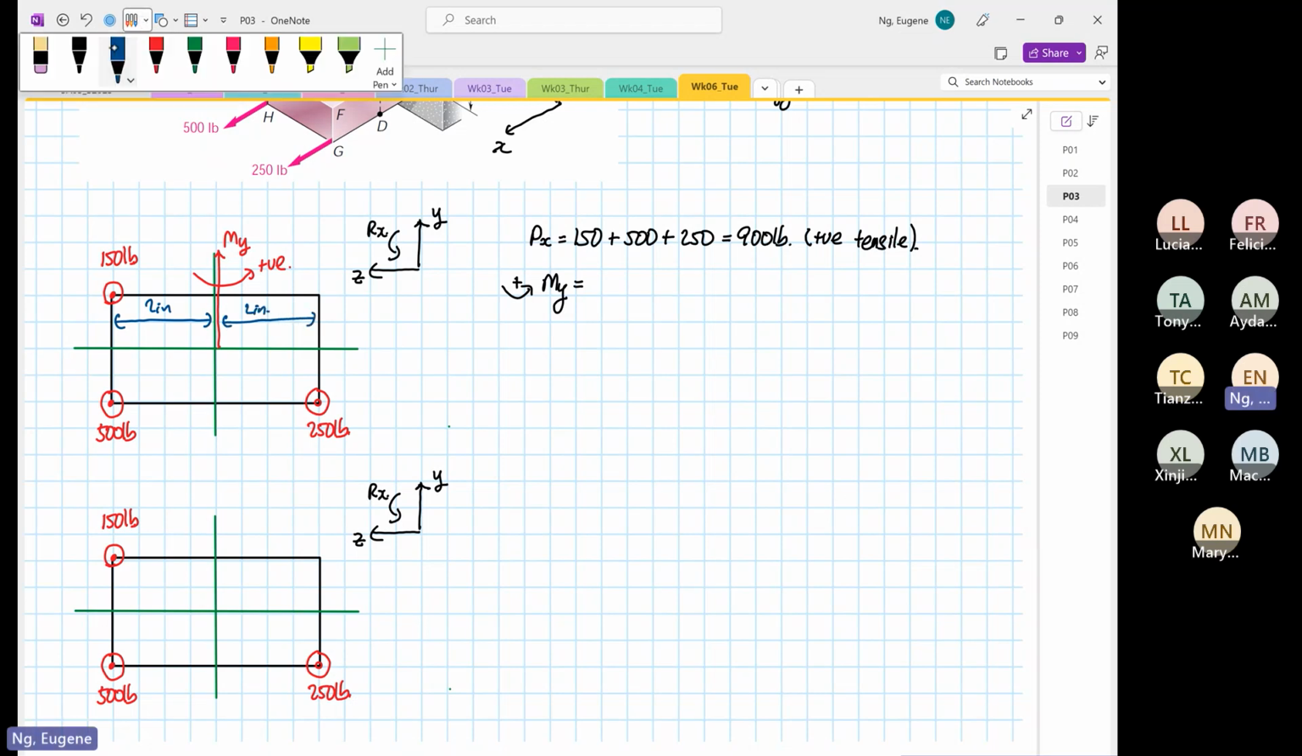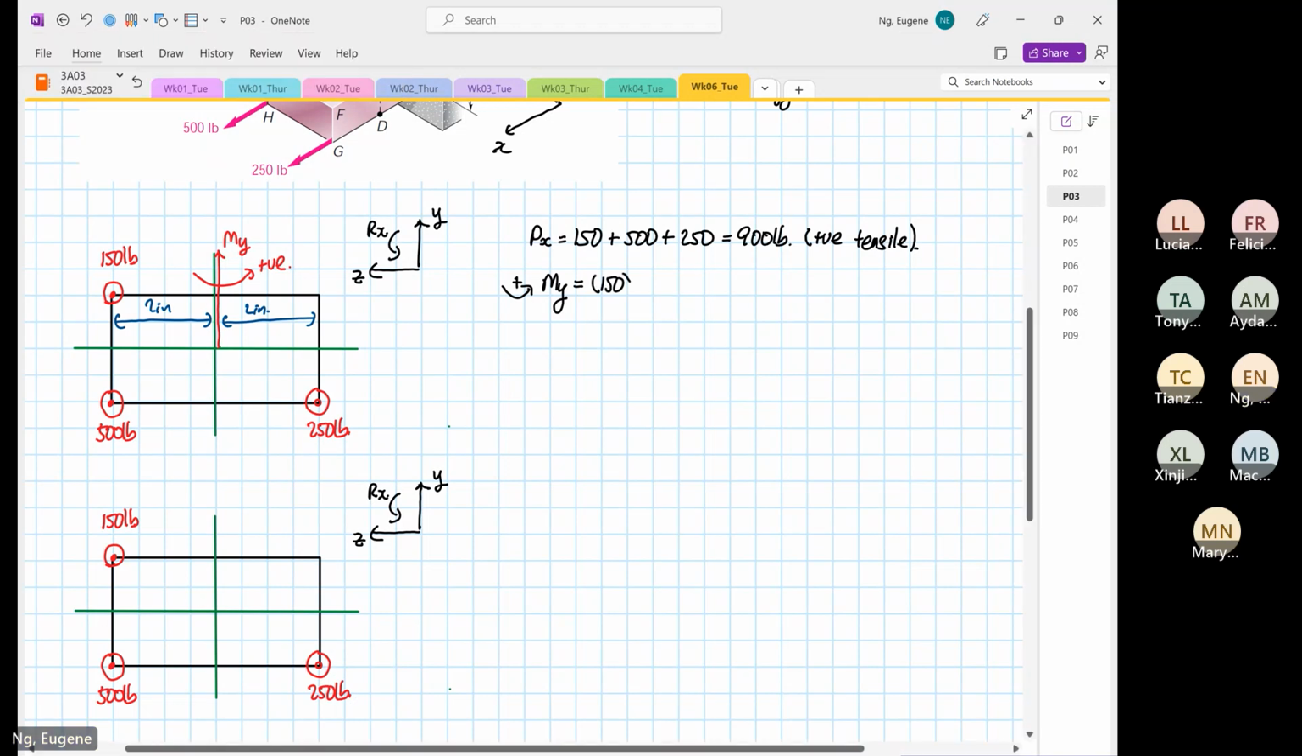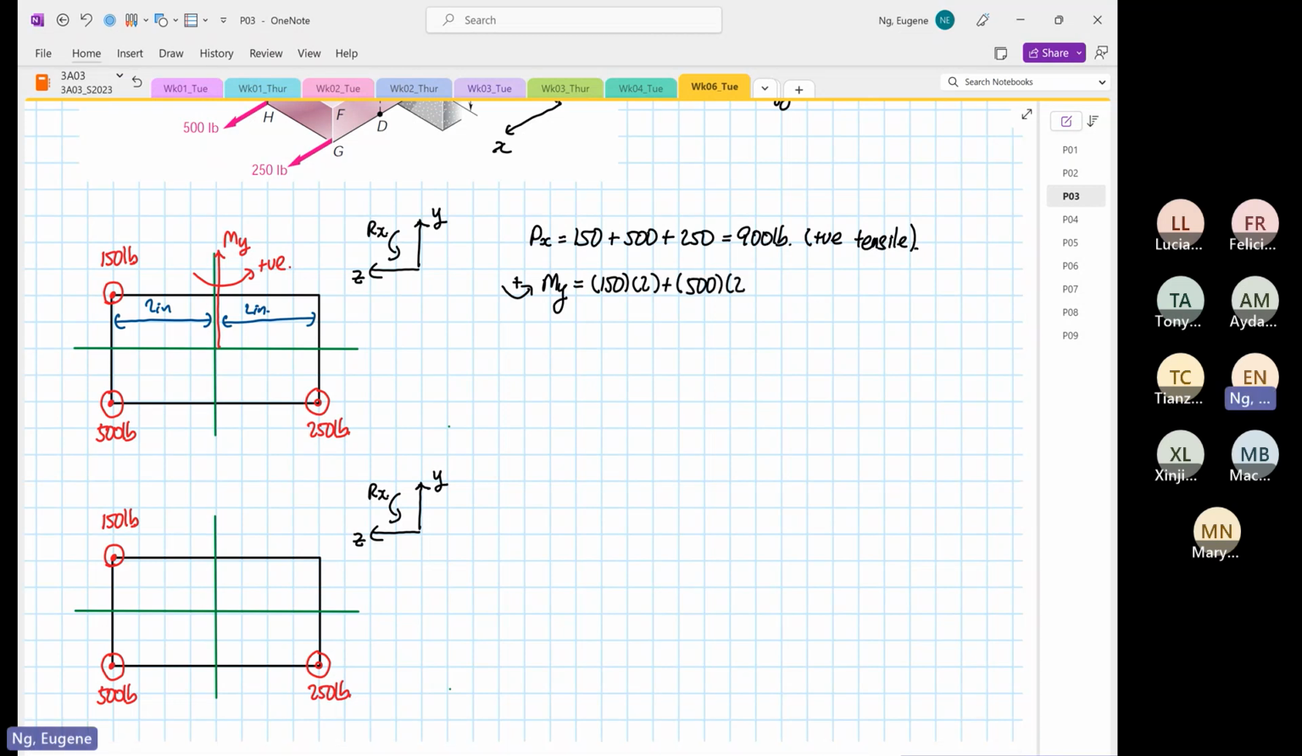Okay, so from here we know moment about y is equal to 150, so it's going to be in an anti-clockwise direction. So it's 150 multiplied by 2, plus 500 multiplied by 2.